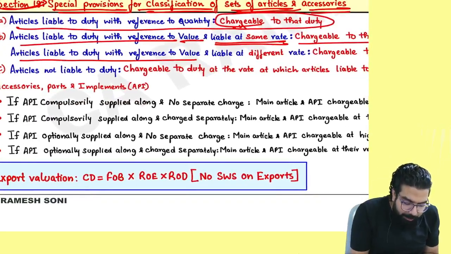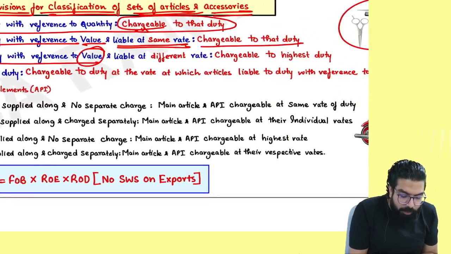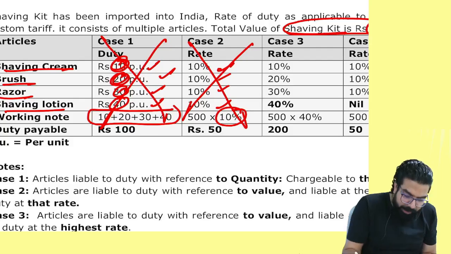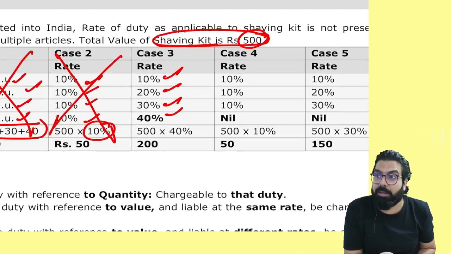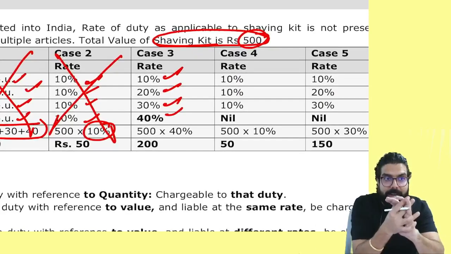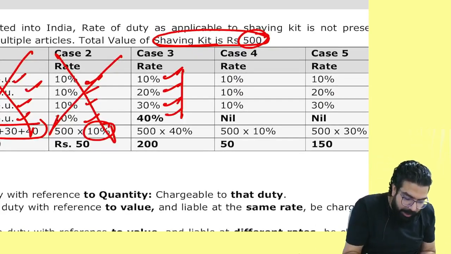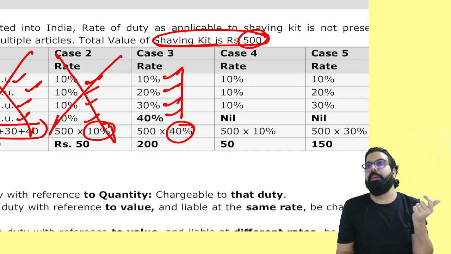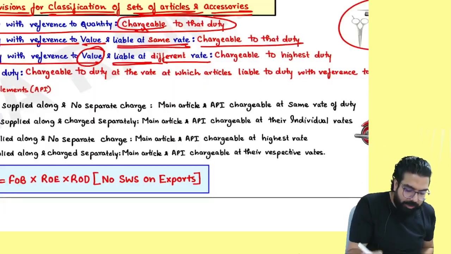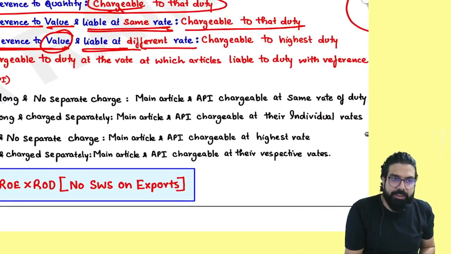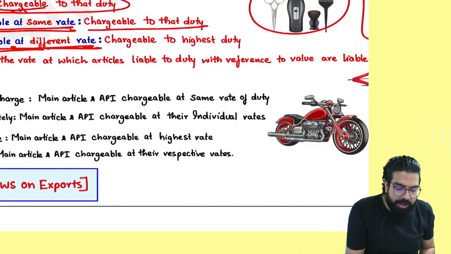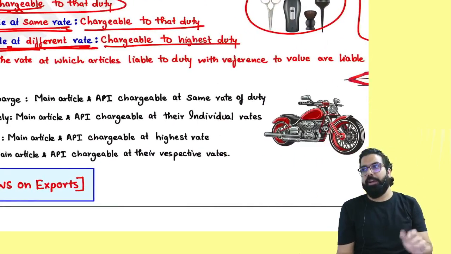Sir, articles are liable to duty with reference to value and liable to different rates. For an example, 10, 20, 30, 40. It's like a mixed supply. You combined it and got the shaving kit. The highest rate will apply. What is the highest rate? 40%. Is my point clear to all? They are telling what? If articles are liable to duty with reference to value and liable at different rates, chargeable to the highest rate.